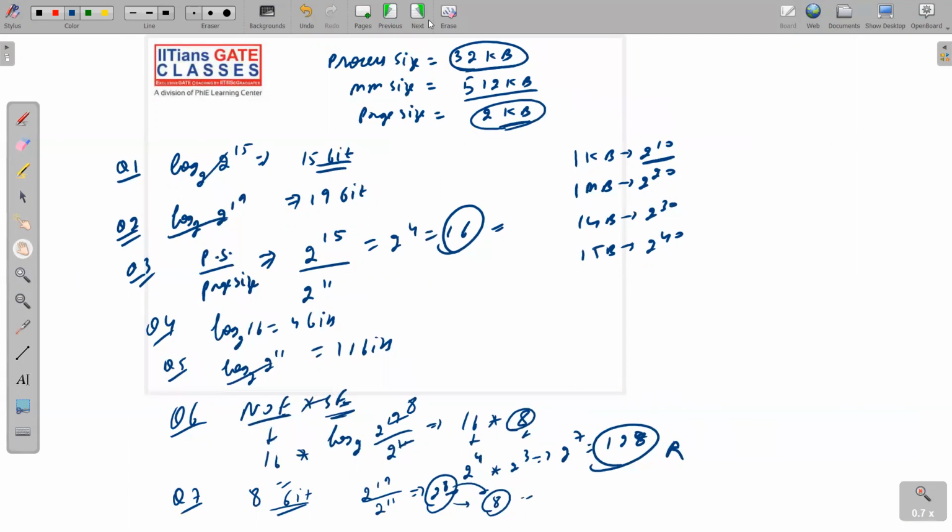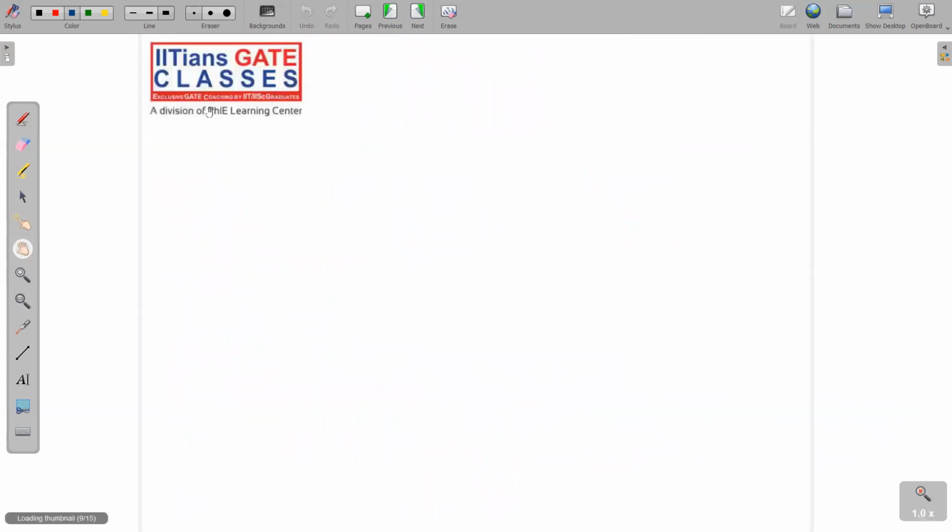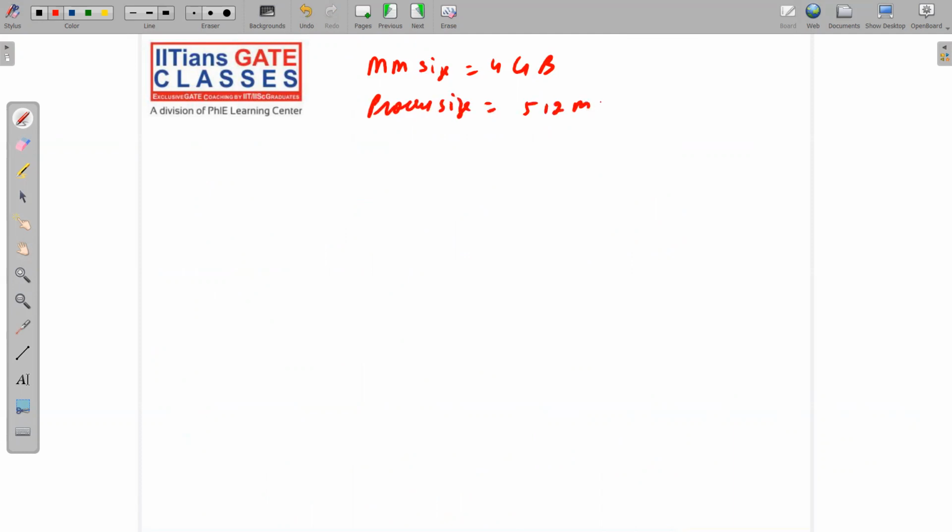Okay. So now we will try to solve another, you can say, difficult kind of question. Difficult, it is actually not difficult. It's just for the sake of completion so that you get more clarity. Main memory size is 4 GB. Process size is 512 MB. Page size is 256 KB. Okay. And then we will find all the answers.